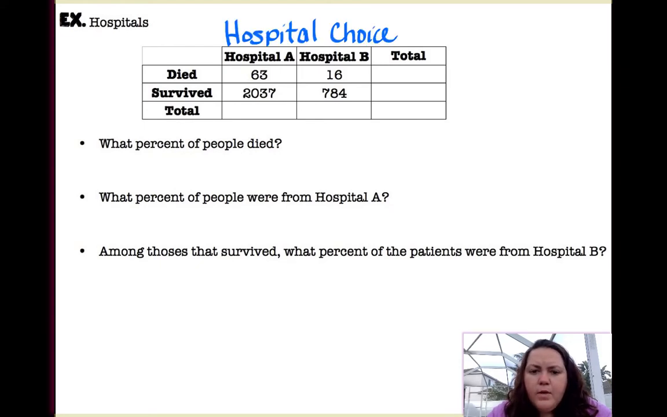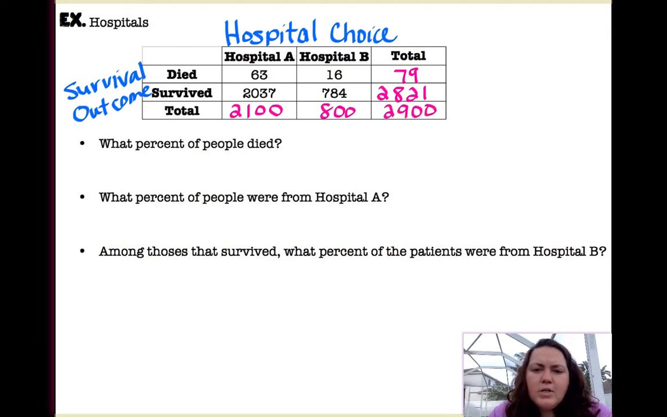So we have hospital choice and survival outcome. What percent of people died? First I'm going to fill in my margin. So I'm going to add across and add down. So 79 total people died, 2,821 total people survived, 2,100 total people were from hospital A, and 800 people total were from hospital B. And if I add the totals, I get 2,900 total.